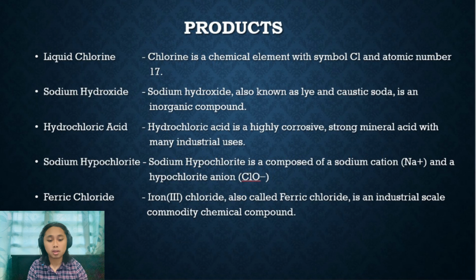The fourth is sodium hypochlorite. Sodium hypochlorite is composed of sodium cation and hypochlorite anion. The last is ferric chloride. Ferric chloride is iron chloride, also called ferric chloride. It is an industrial scale commodity chemical compound.